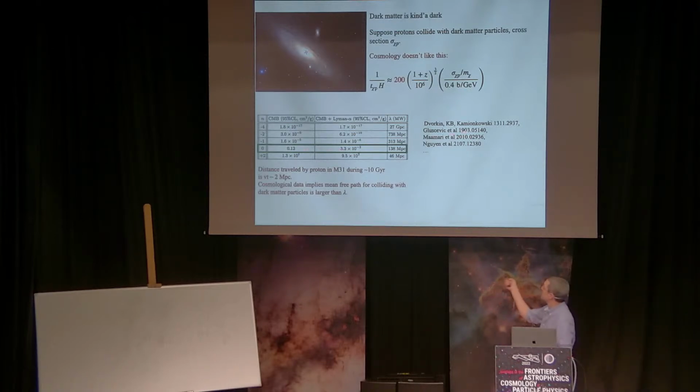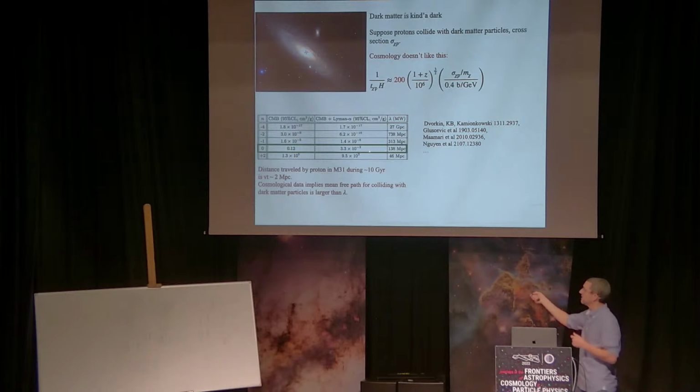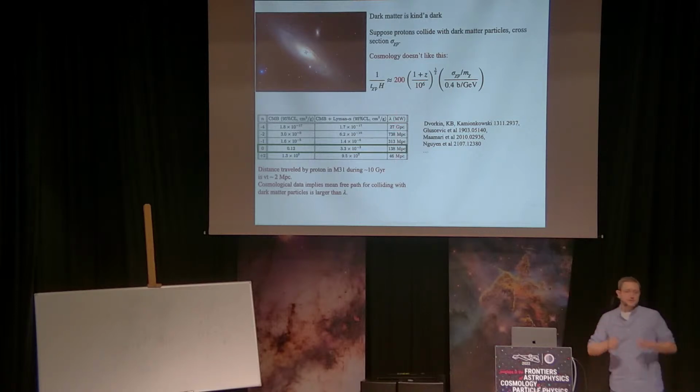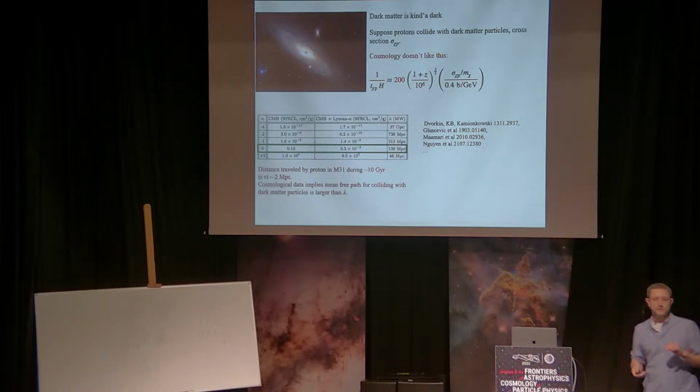And so this is a table from one of these papers. And the entry that I highlighted shows the result, the constraints from linear cosmology, from CMB and Lyman alpha forest data, on collisions with velocity-independent cross-sections. That's what I'm showing here. And we made this table such that the last column gives, in megaparsecs, the lowest possible mean free path that protons would have on dark matter in the Milky Way today.